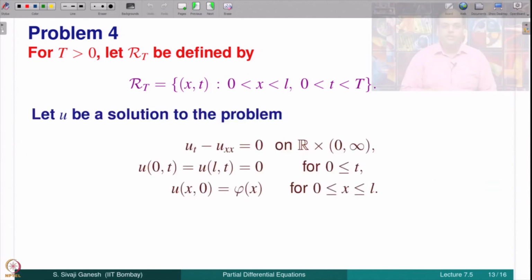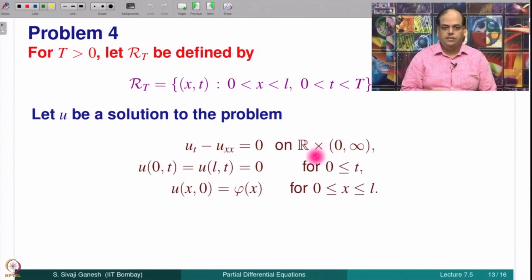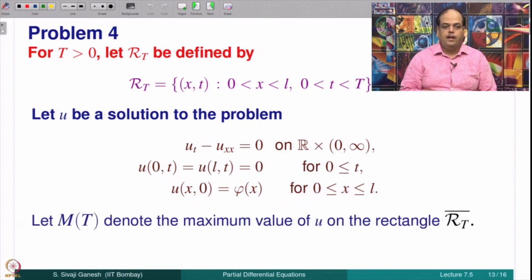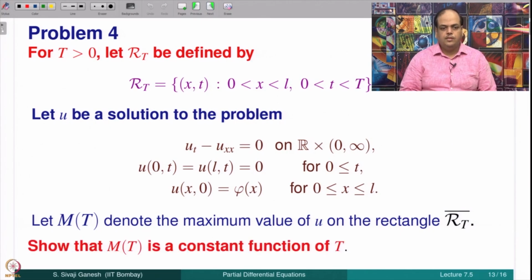Let U be a solution to the homogeneous heat equation in R cross 0 to infinity, and the boundary conditions at x equal to 0 and x equal to L are 0, and U of x, 0 equal to phi of x. Let m of t denote the maximum value of u on the rectangle R_T closure. Show that m of t is a constant function of t.